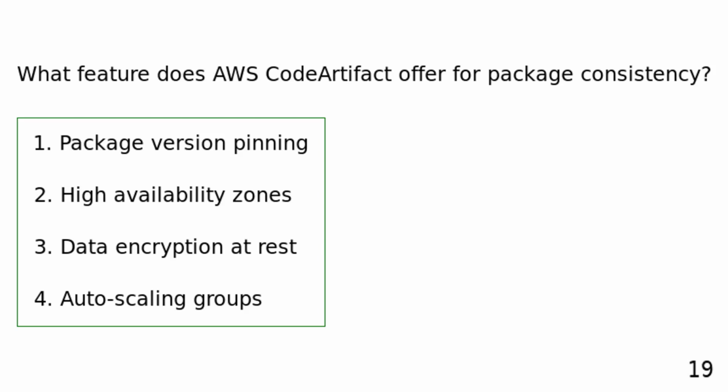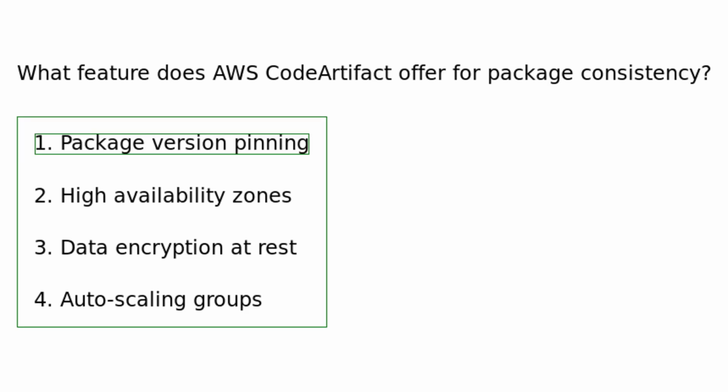What feature does AWS CodeArtifact offer for package consistency? Package version pinning. High availability zones. Data encryption at rest. Auto-scaling groups. AWS CodeArtifact supports package version pinning, ensuring that the same version of a package is used across different environments.